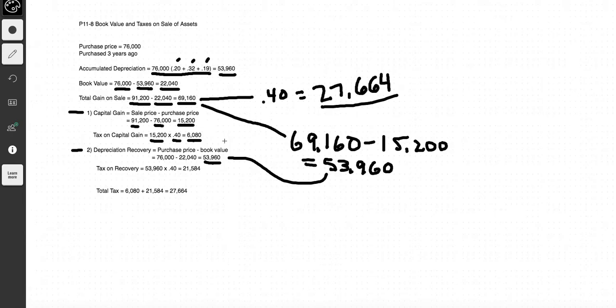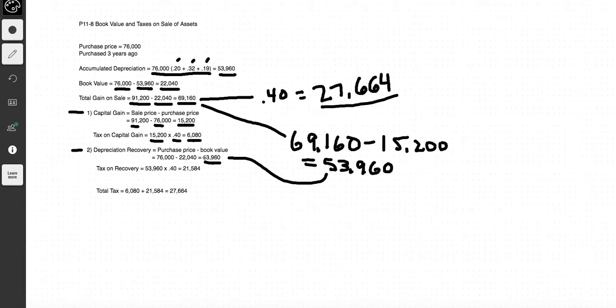The other way, or the equation, if you will, is simply the purchase price, in this case 76,000, minus the book value of 22,040. That in past problems is what we looked at as being the total gain, because in past problems our sale price wasn't more than the original purchase price of the asset that we were looking at.